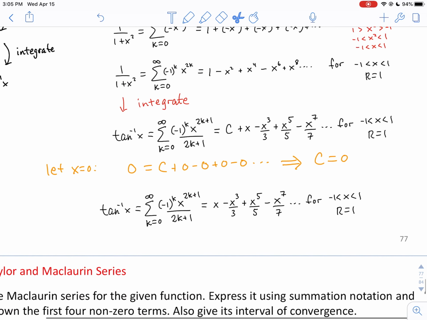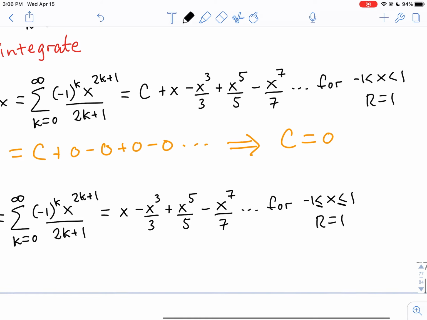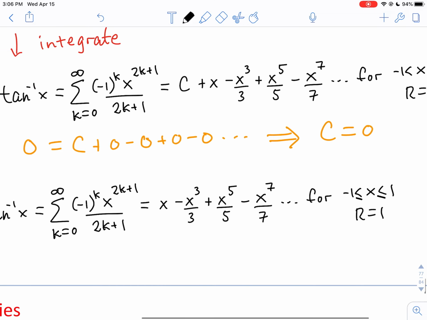And furthermore, let's test the endpoints. If you plug in a 1 for that x, this will just become a 1, and so you're looking at a series of negative 1 to the k over 2k plus 1. That converges by the alternating series test. If you plug in negative 1, then you get negative 1 to the 2k plus 1. Since 2k plus 1 is always odd, negative 1 to an odd power will always be negative 1. So this will still be an alternating series that converges by the alternating series test. So we actually get to keep both endpoints in this case. The radius doesn't change when you do integration, but sometimes the endpoints, whether they're included or excluded, do.